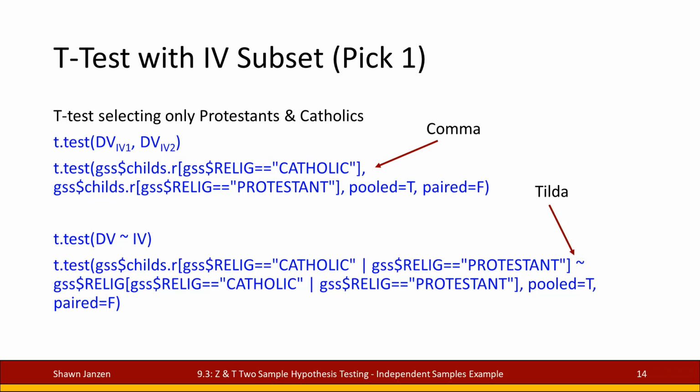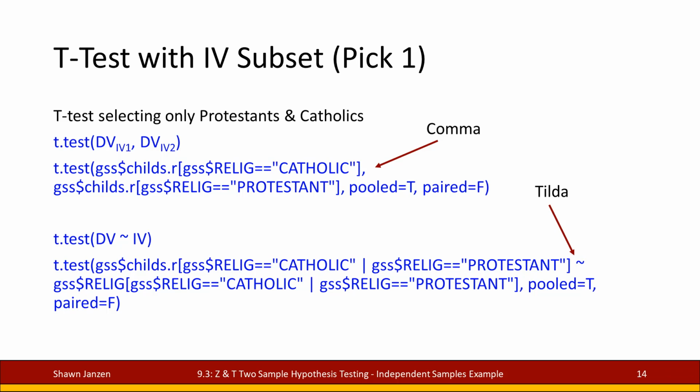But in this case, we do a t-test on the child's variable. Then I do a square bracket filter to see of those who identified as Catholic or identified as Protestant, tilde, not a comma, GSS religion variable, only those identified as Catholic or identified as Protestant. Again, comma pooled equals true, paired equals false.